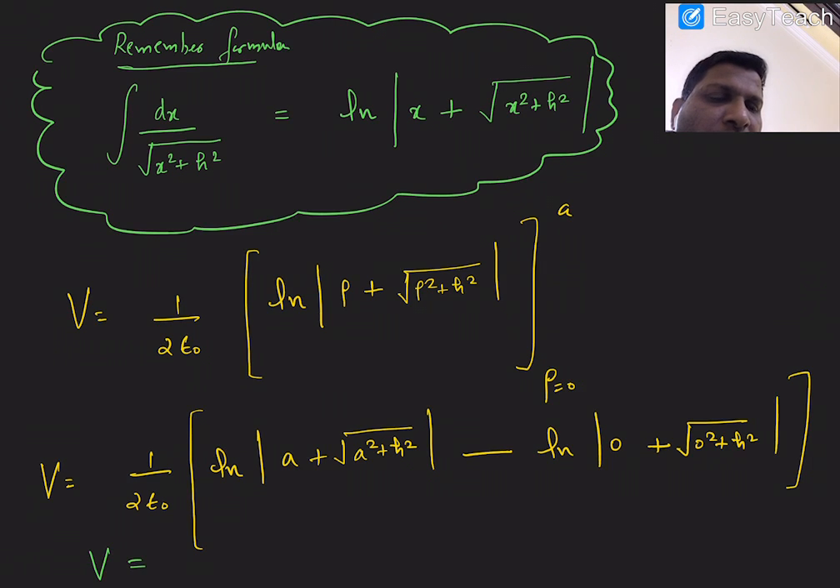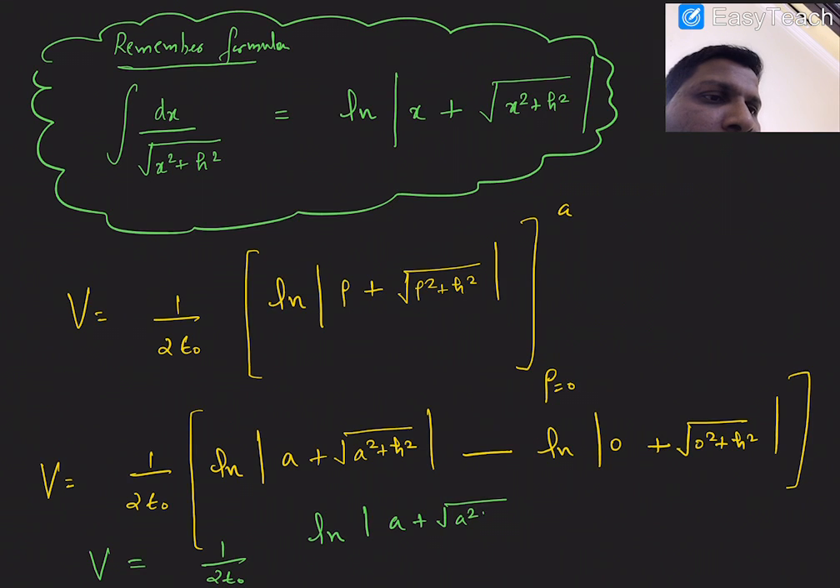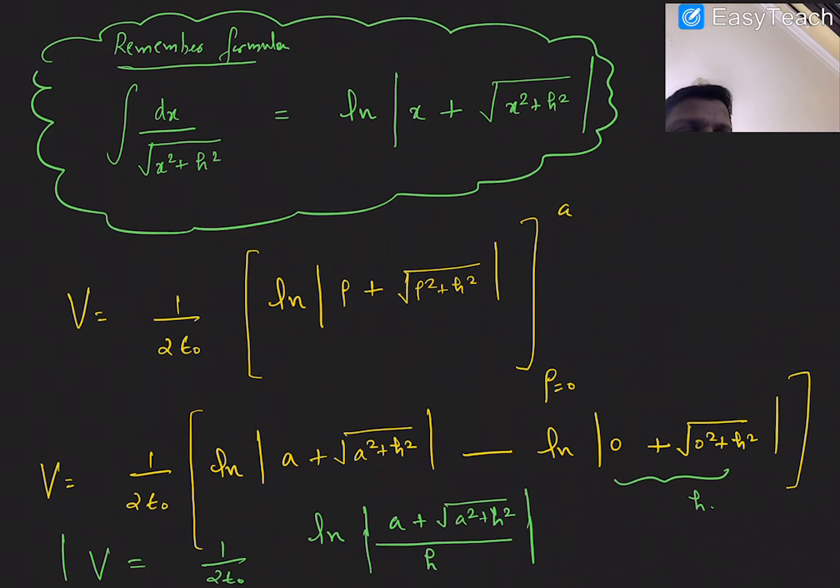So you will get the final answer as V is equal to 1 over 2 epsilon 0 ln of, you see here it is in the form of ln of a over b. So ln of a plus root of a square plus h square divided by h, because the whole term becomes h. So this is the final form.